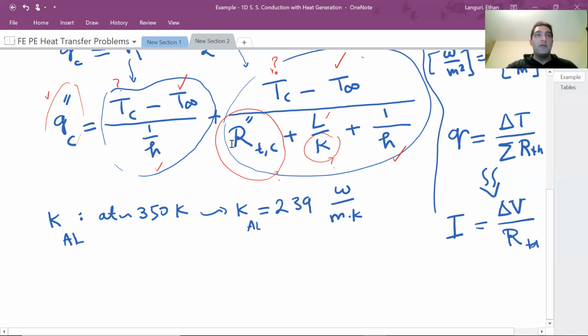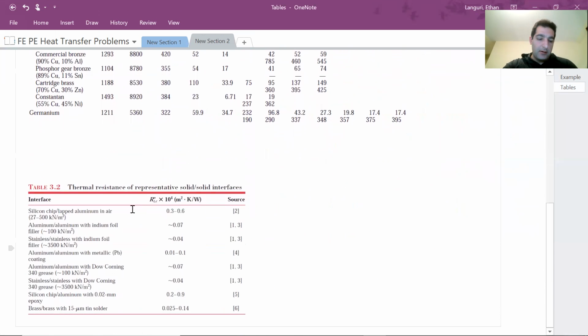Also, we need the contact resistance value, correct? So let's look at the contact resistance. We have a table in the textbook that summarizes the thermal resistance of representative solid-solid interfaces. If you have two solids, and also it tells you what bonding material you use, it gives you an R value. And remember, the R double prime contact, you have to multiply by 10 to the power of 4, and the unit is already meter square Kelvin per watt.